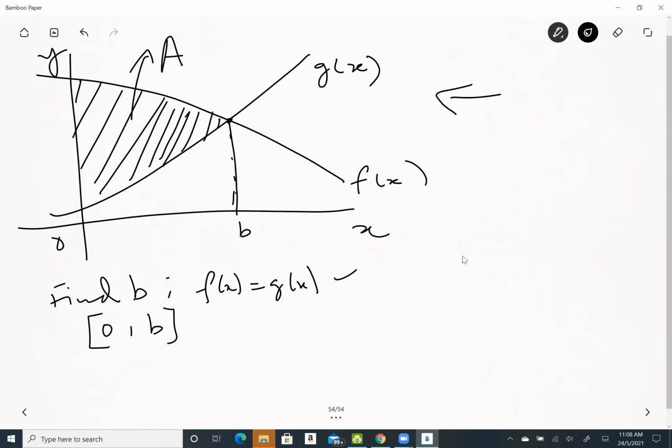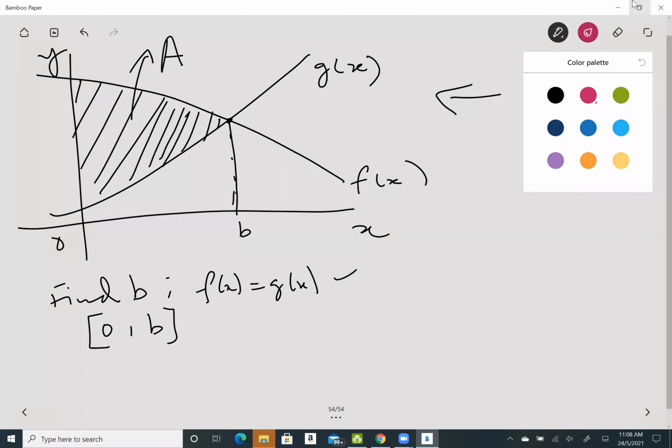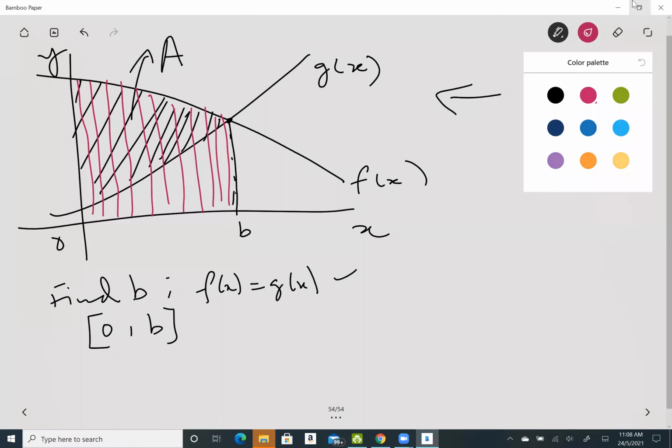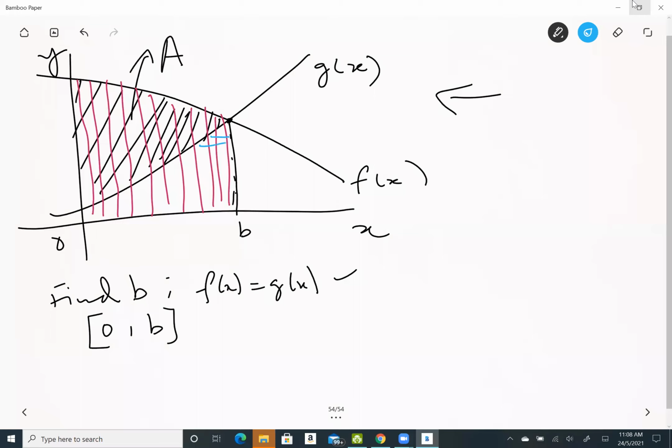F(x) minus g(x). So you need to find first, because here is the area between f and g. Intuitively, the area under f will be the whole area here, which I shade in pink or red. That is the area under f. I don't want the whole area, I only want that portion. So what do I have to take out? I have to take out the area under g from 0 to b.